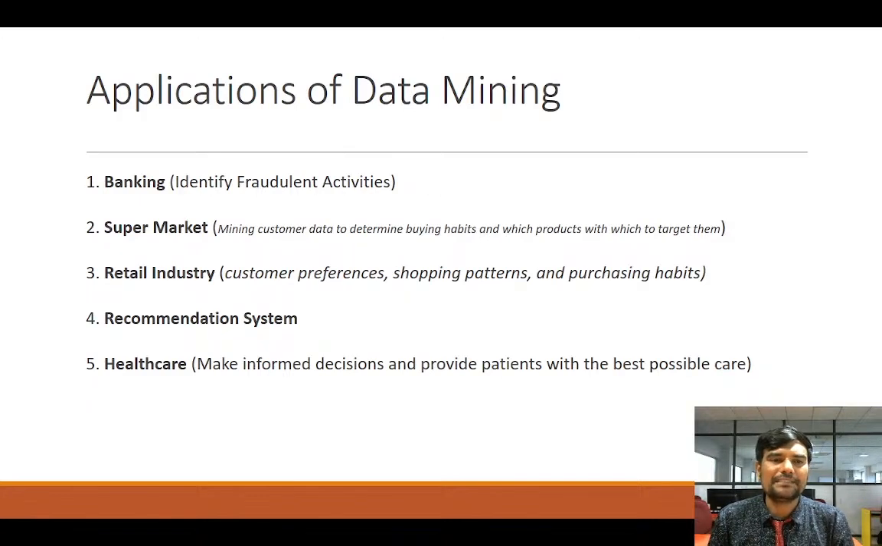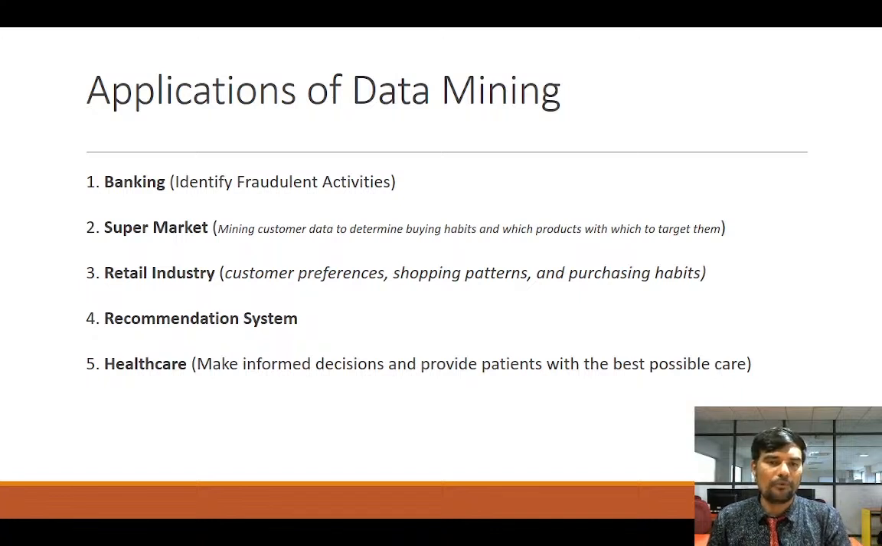So what are the applications of data mining? Like in banking, to identify some fraudulent activities. In today's world, there are many fraudulent activities going on, maybe based on credit cards. To identify those fraudulent activities in the banking sector, we use the concepts of data mining.